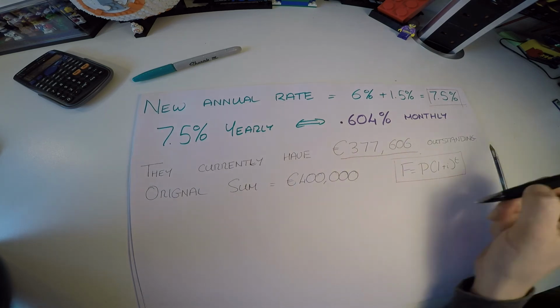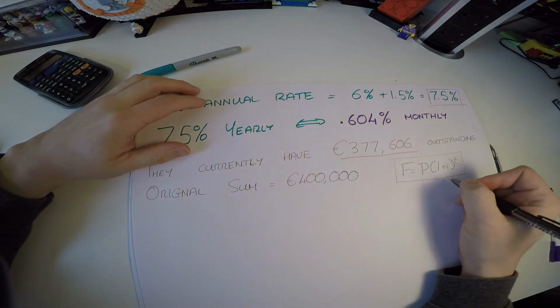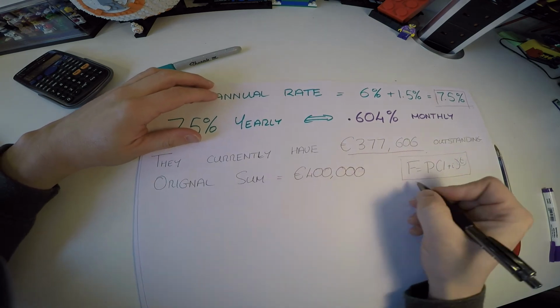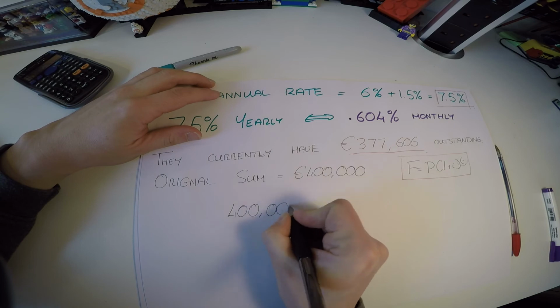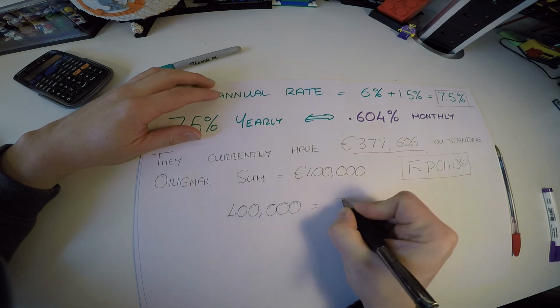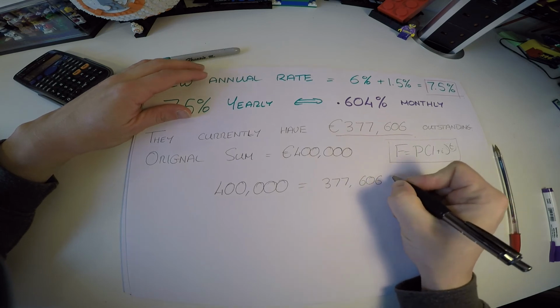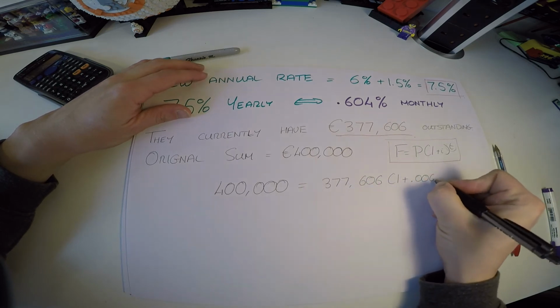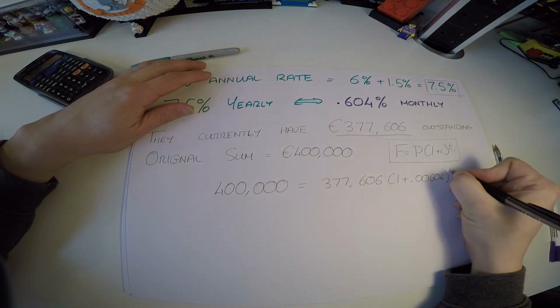Well, you know what we'll do? We'll set them equal to each other. We'll see how many months it will take for this stuff to be equal to 400,000. So, when I say that, I stick the final value in as 400,000. I put in the 377,606, right? 1 plus the 0.00604. Remember, always change this to decimal. And we don't know how long that's going to take.